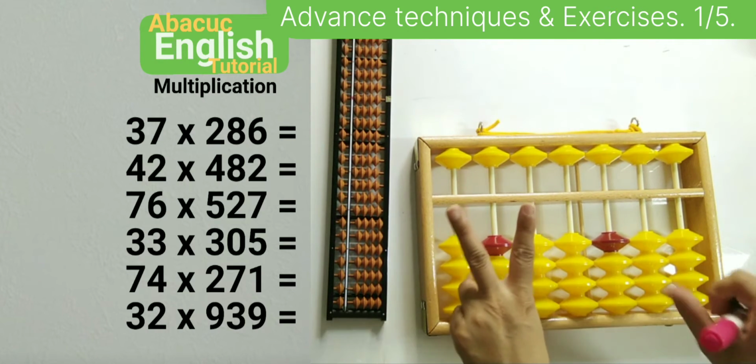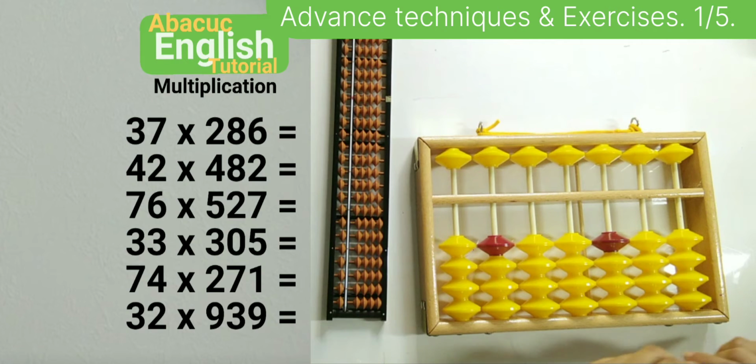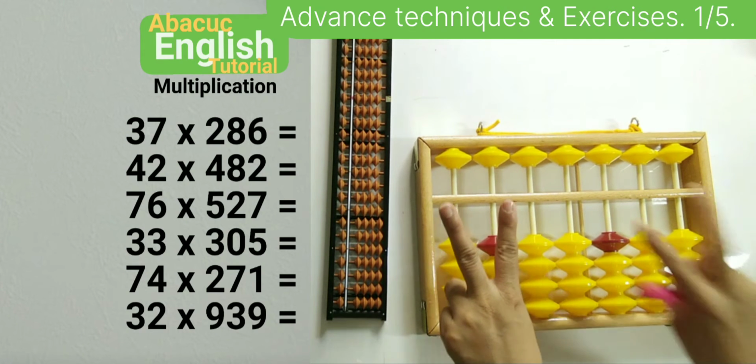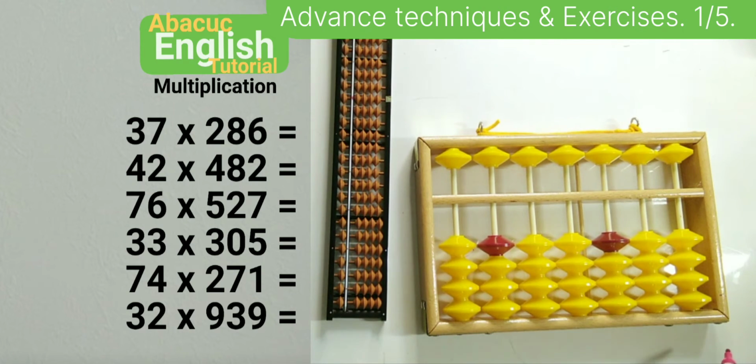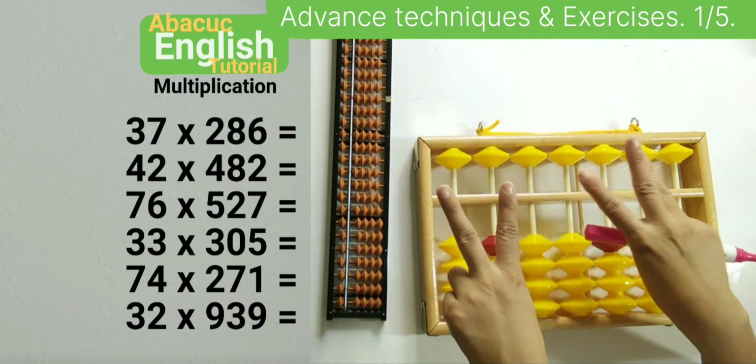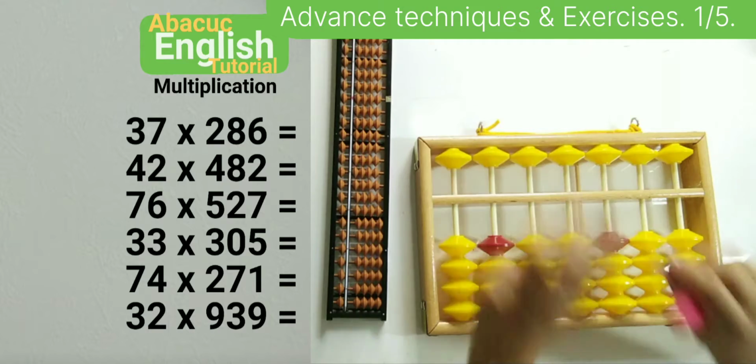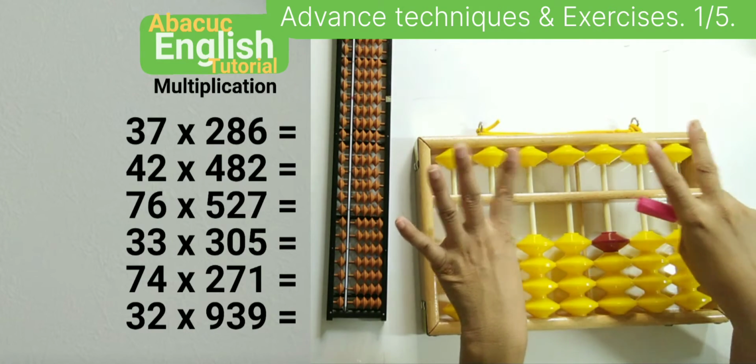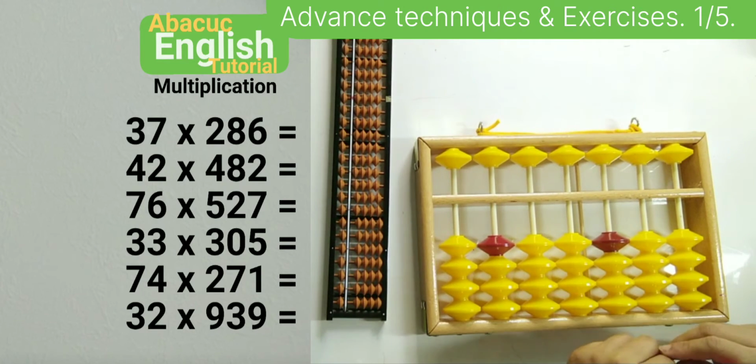and 2 series of multiplication exercises. First was 2 digits multiplied by 1 digit, and second series was 2 digits multiplied by 2 digits. And from today I am going to teach you 2 digits multiplied by 3 digits, or 3 digits multiplied by 3 digits, or 4 digits multiplied by 2 digits, more advanced exercises.